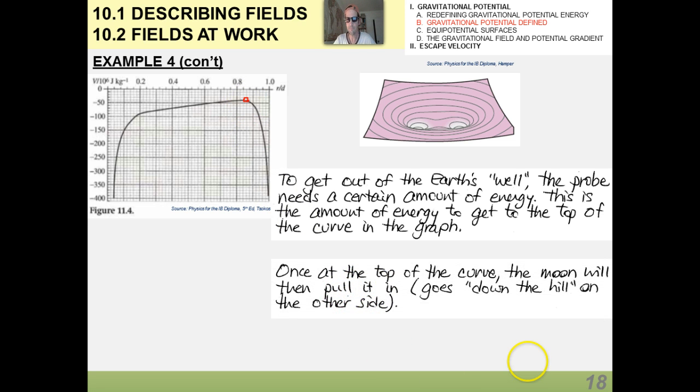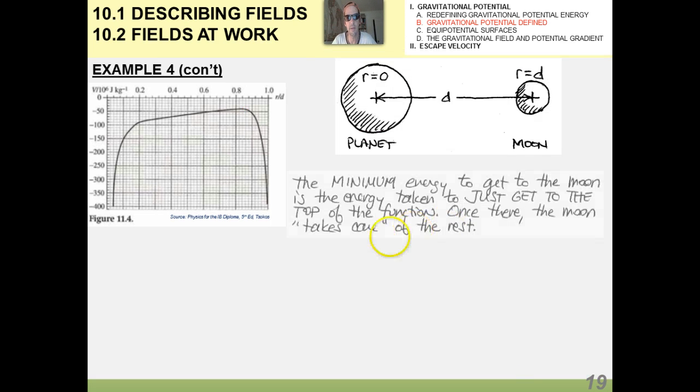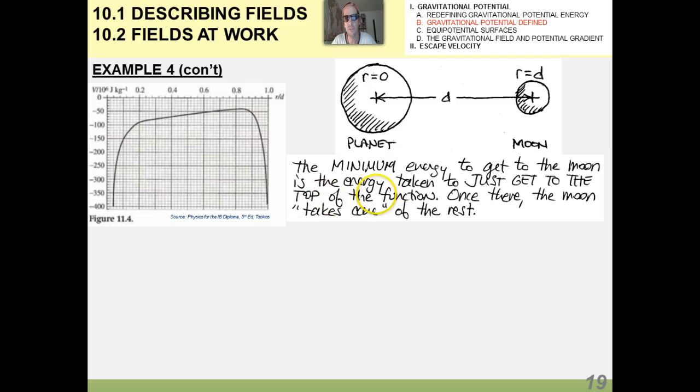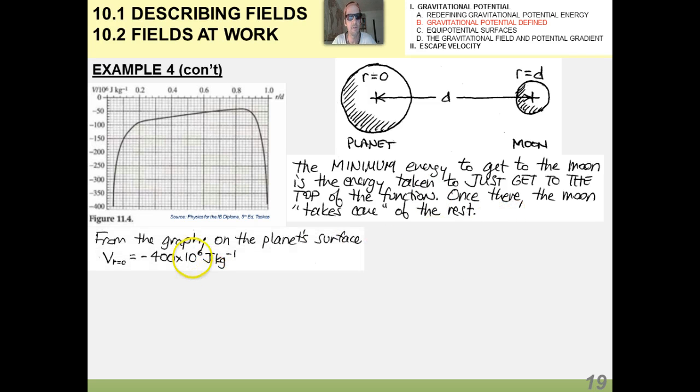Once at the top of the curve, the moon will then pull it in. It goes down the hill on the right-hand side. The minimum energy to just get to the moon is the energy taken to just get to the top of that function. Once there, again, the moon takes care of the rest. So from the graph, V at the planet's surface, this distance is relative to multiples of the distance between them. It looks like negative 400 times 10 to the 6 joules per kilogram.